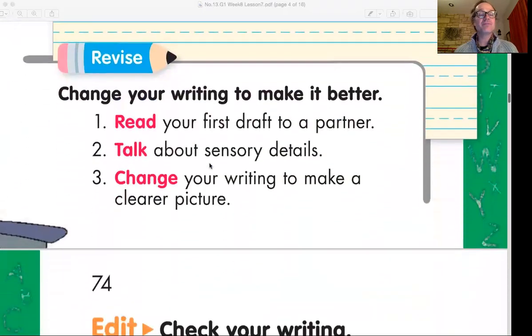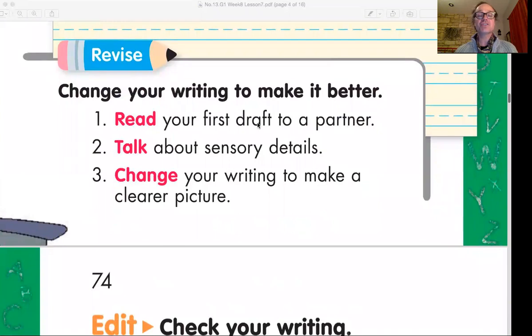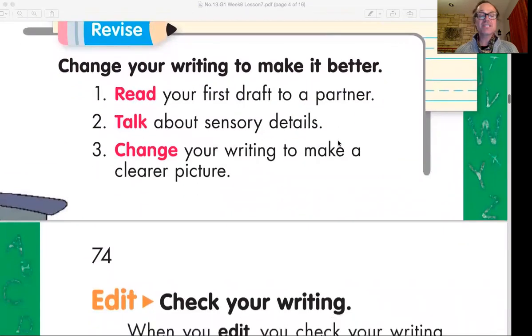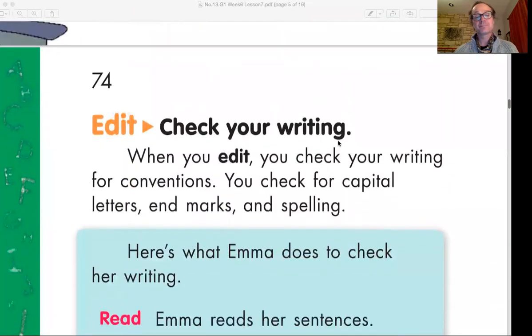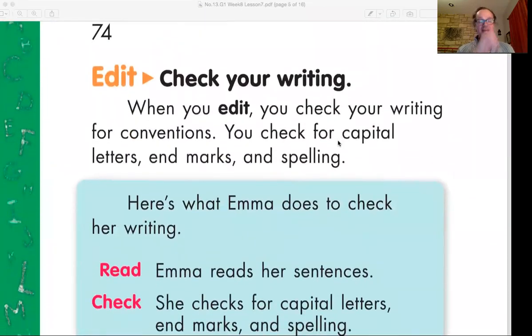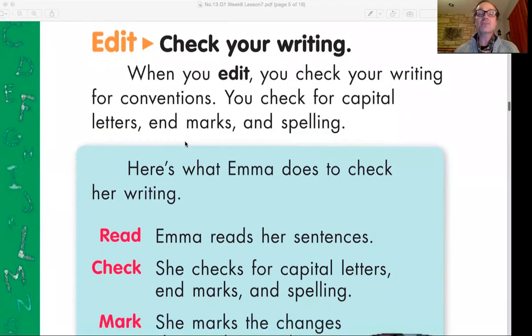So here we are, revise. We talked about revising. Change your writing to make it better. Read your first draft to a partner. This is what you just did. Now edit. Here's a little word that says edit. Check your writing. When you edit, you check your writing for conventions, you know, the rules. You check for capital letters. That's one of the conventions. You check for the end marks, the period or the question mark or the exclamation mark. And then you check for spelling to see if things are spelled right.